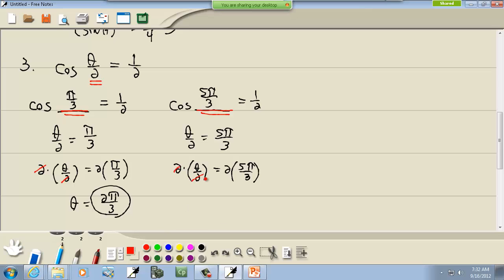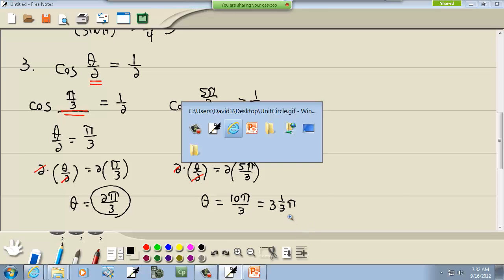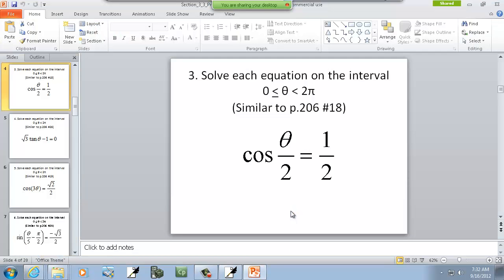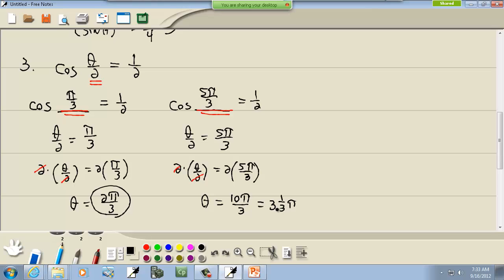And these 2's cancel. 2 times 5 is 10. So we got 10 pi over 3, which is 3 and 1/3 pi. Like that. The reason why I point that out is this particular problem said we want our answers between 0 and 2 pi. This answer just went past 2 pi. So we don't want this one. This is our only answer.